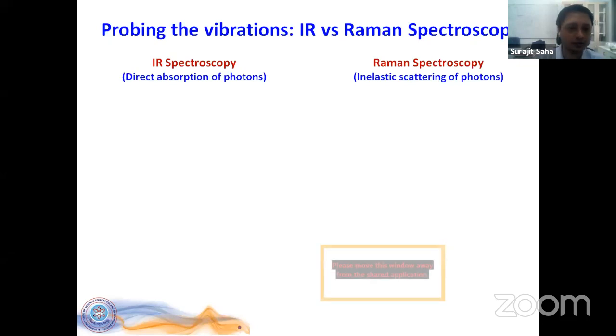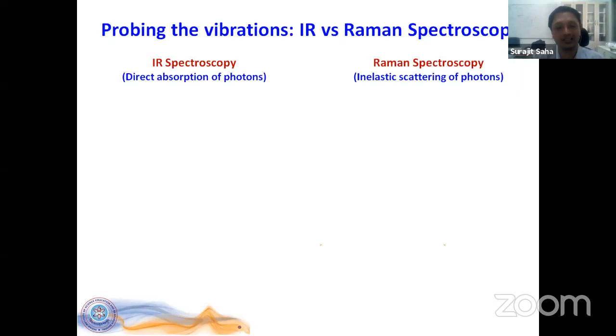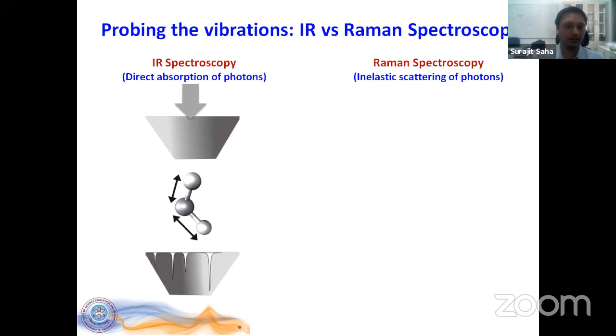IR spectroscopy is basically a direct absorption of photons. I'll come into detail on what I mean by that. IR spectroscopy, as I say, is basically a direct absorption of photons by the molecule or the crystal. On the other hand, Raman spectroscopy relies on a scattering technique, where the photons are inelastically scattered by the molecule or the crystal. So let's go into IR spectroscopy.